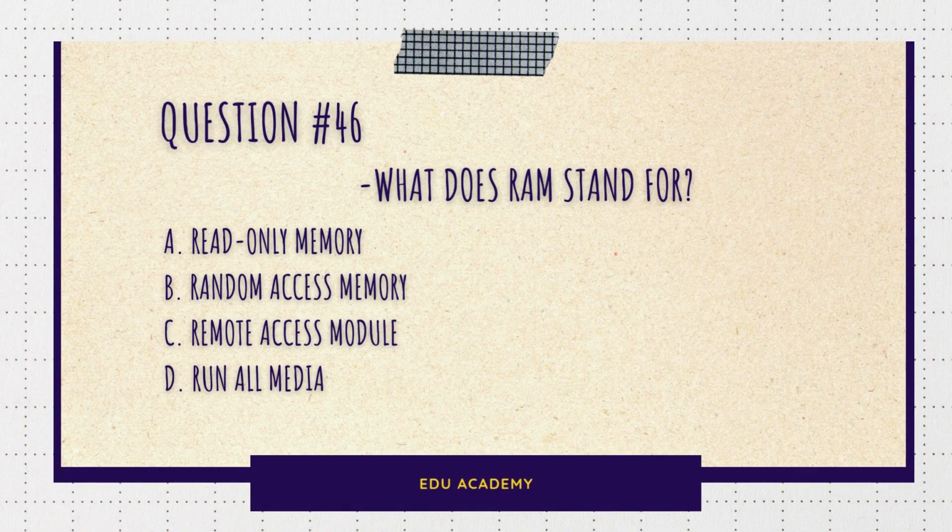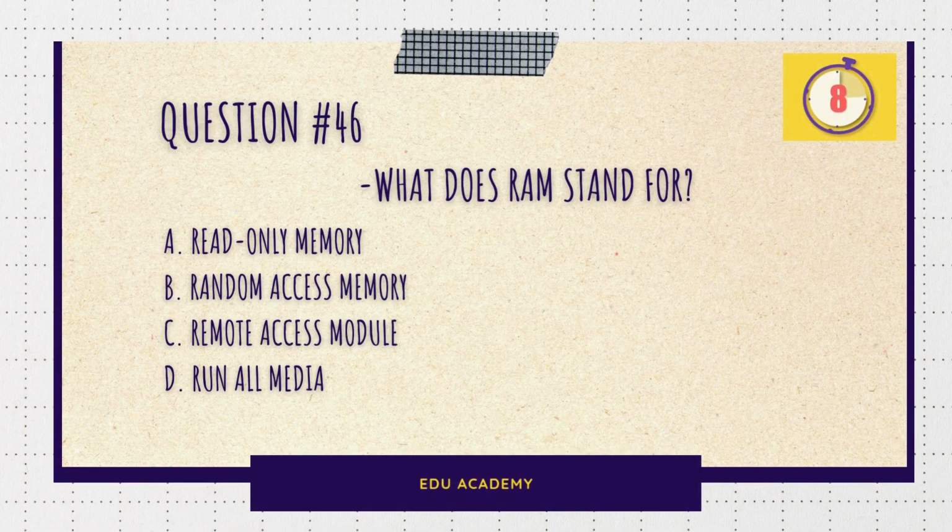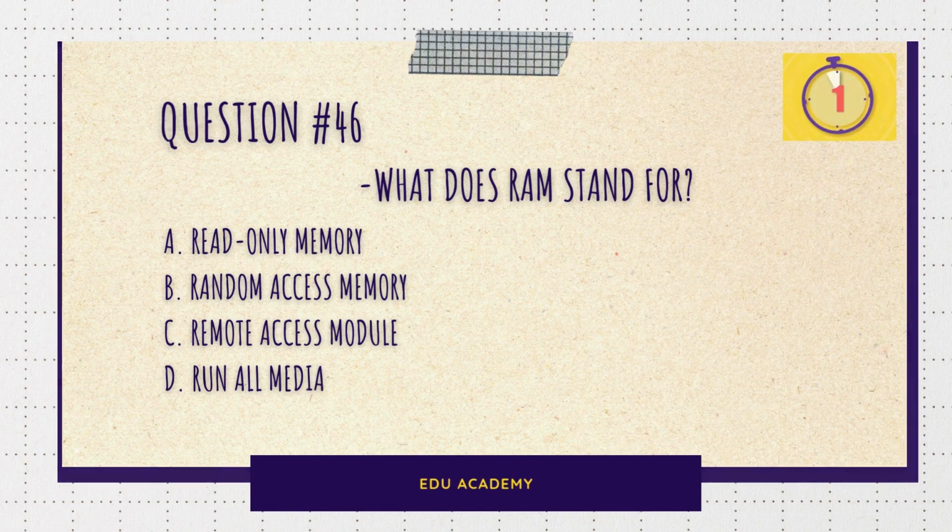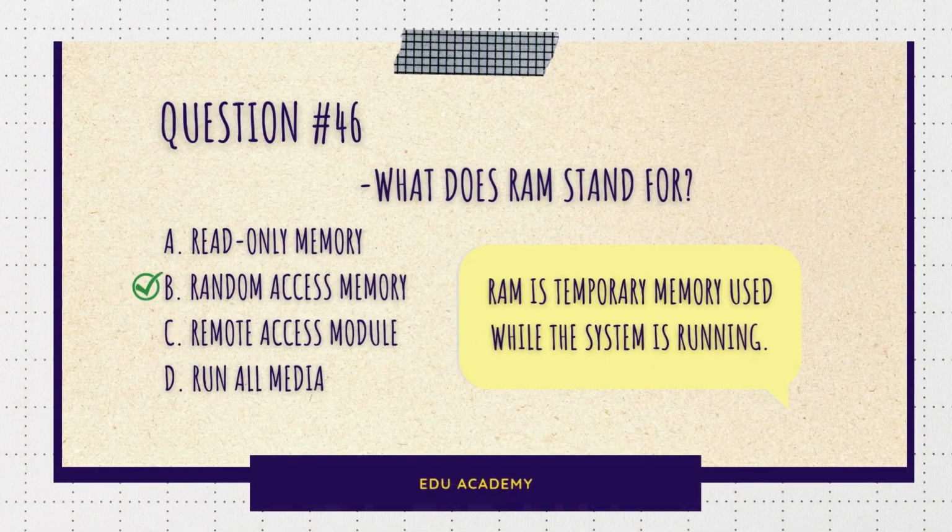Question 46. What does RAM stand for? A. Read-only memory, B. Random access memory, C. Remote access module, D. Run all media. You have 10 seconds. Time's up. Answer B. Random access memory. RAM is temporary memory used to store data while the computer is running.